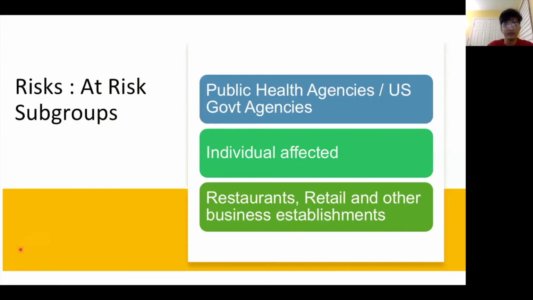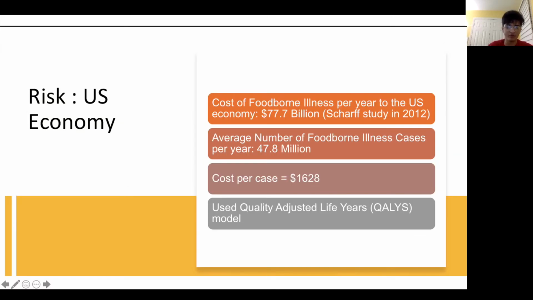There are 3 distinct groups who are affected by foodborne illnesses. The first group is the government agencies, in particular public health agencies. These agencies are responsible for the identification and mitigation of foodborne diseases. The second group is the people or the patients who suffer from foodborne illnesses, and the third group is the business that is responsible for the outbreak.